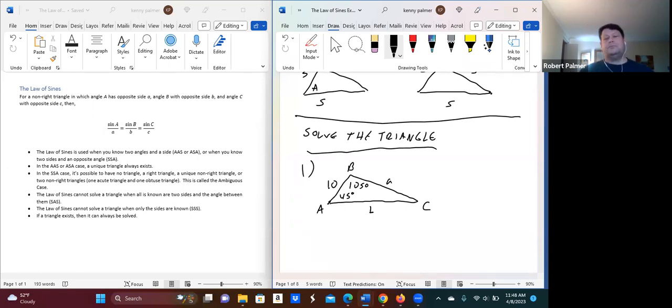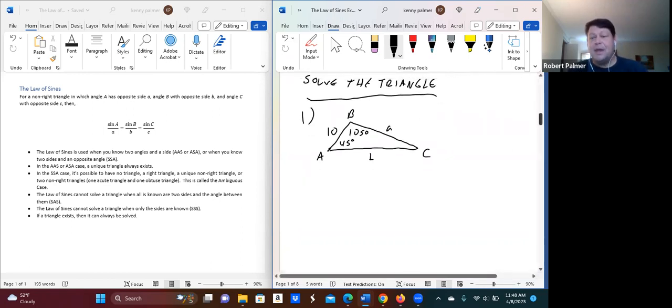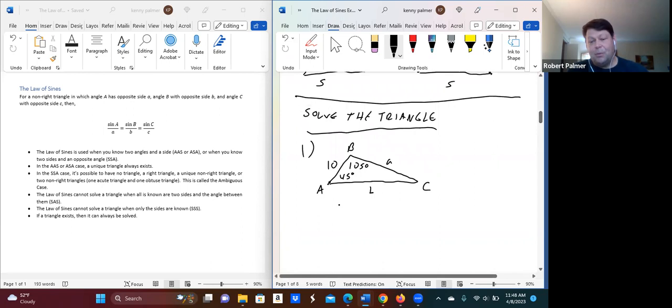Okay. So I want to use the law of sines to help us with this. Now, in this case, this is one of the angle side cases. Actually, technically, this would be the angle side angle case. So it doesn't matter. As long as you have two angles, the law of sines will always work. In this case, we do have two angles.